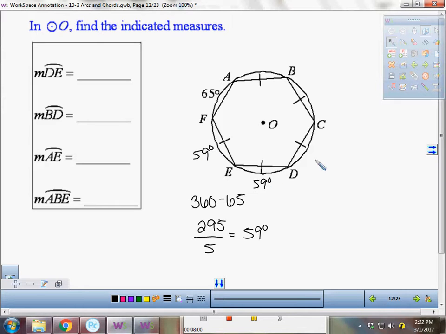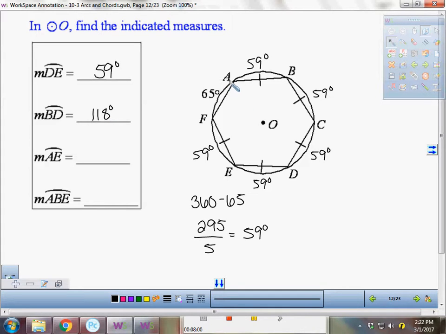And again, you don't have to sit here and write these down. I think you can remember that they're 59 degrees, but I like to have them up here. So DE, from here to here, that's 59 degrees. All right, BD, from here to here, that's 2 pieces of the 59, so that'd be 118 degrees.